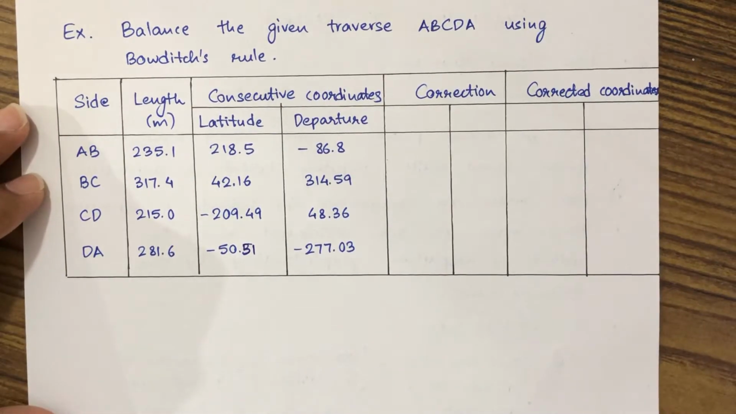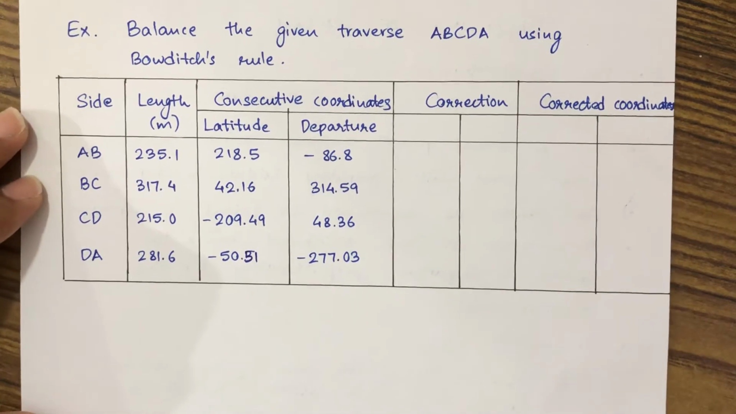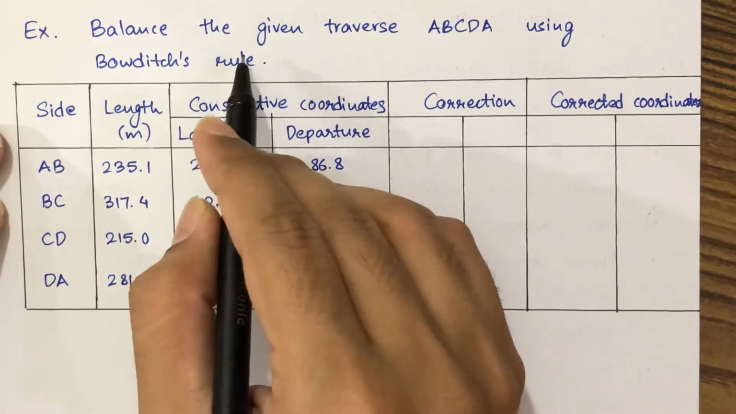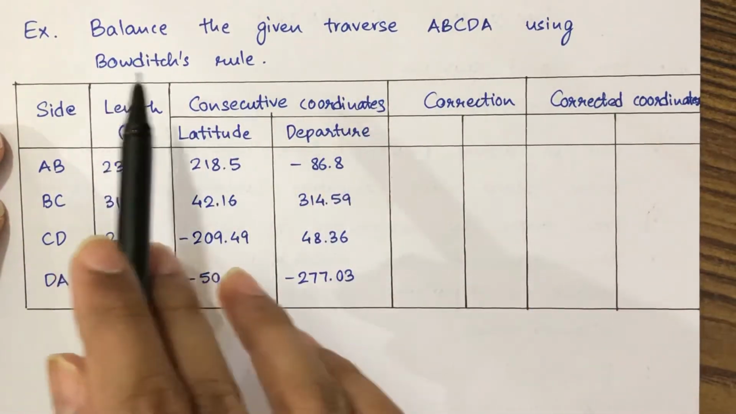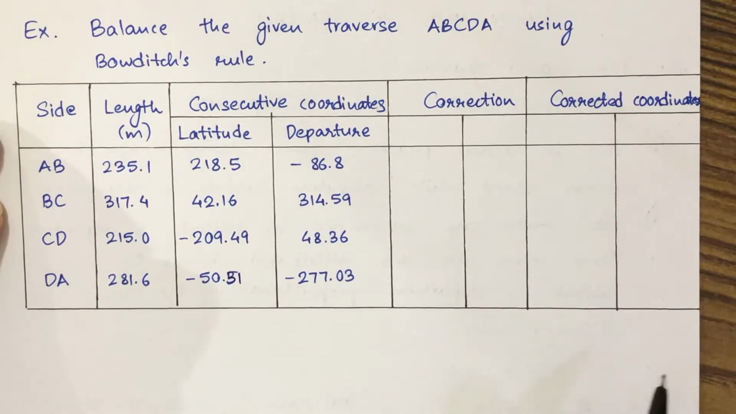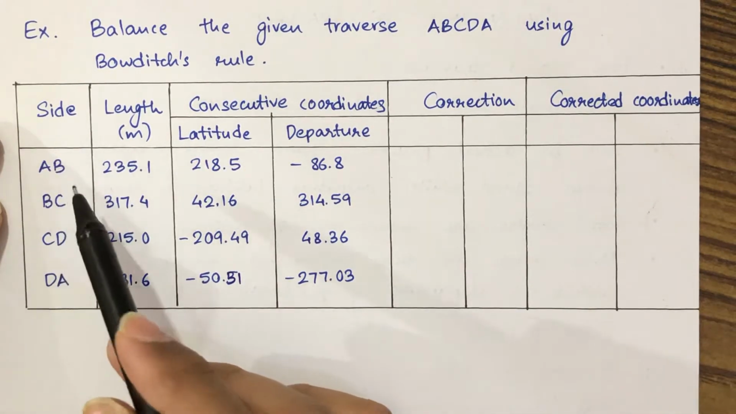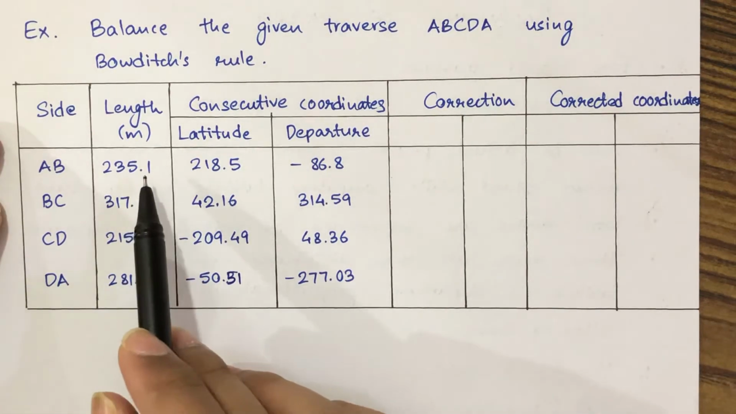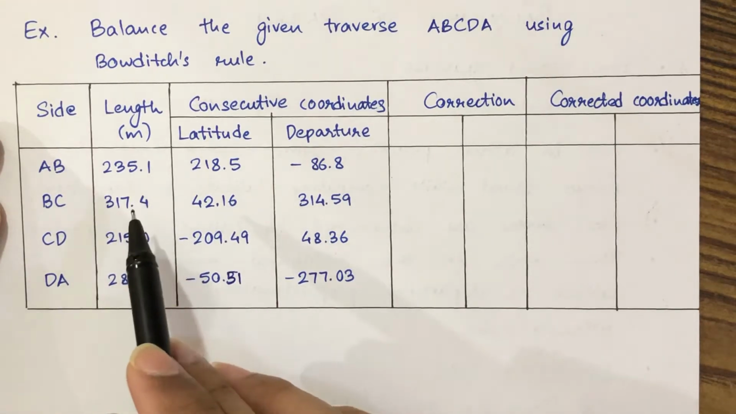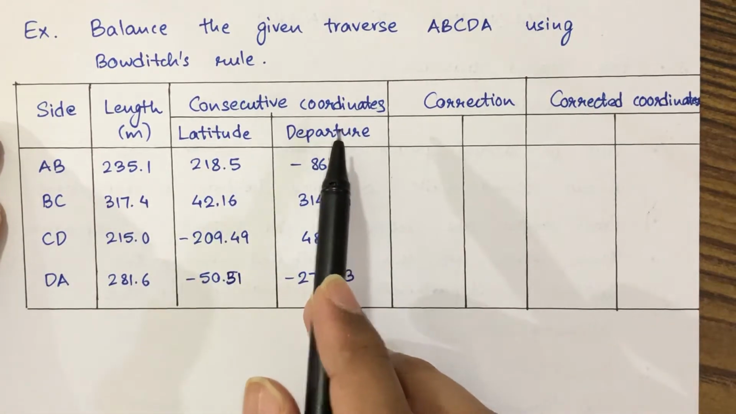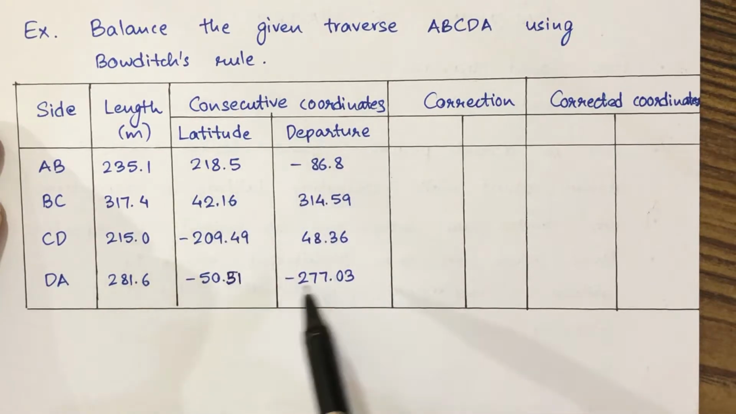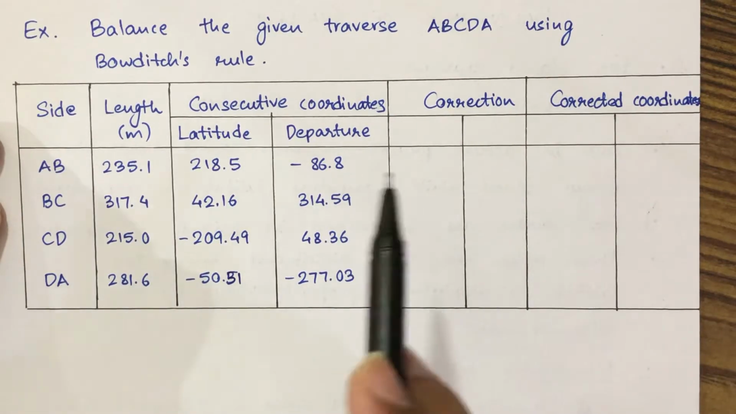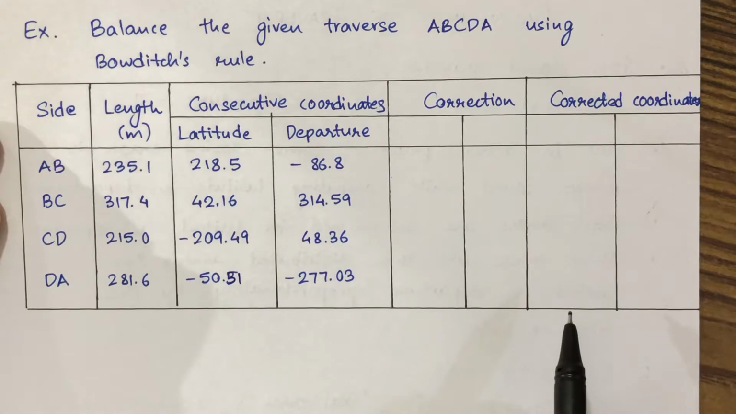This is the numerical that we have to solve using the Bowditch rule. Balance the given traverse ABCDA using Bowditch rule. Here the sides AB, BC, CD, DA are all provided. The lengths of all the sides are also provided, and the consecutive coordinates, that is latitude and departure, are also provided. So this table is given to us. We need to balance the given traverse ABCDA using Bowditch rule.